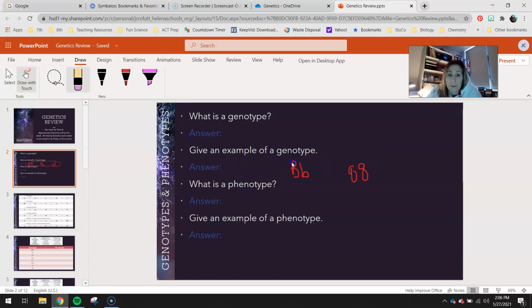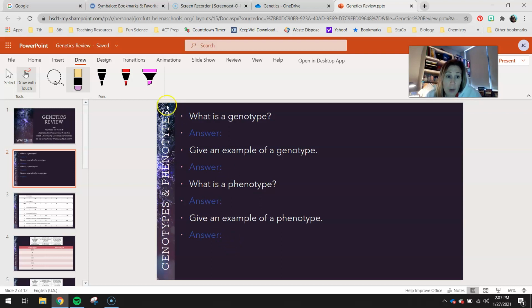Okay? What is a phenotype? So on the other hand, a phenotype is our physical appearance. Remember that I like to look at this little pH and say, all right, pH, physical appearance. Okay? Physical starts with pH as well. So the phenotype is the physical appearance for a trait that a person has.